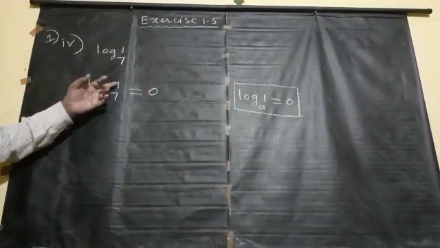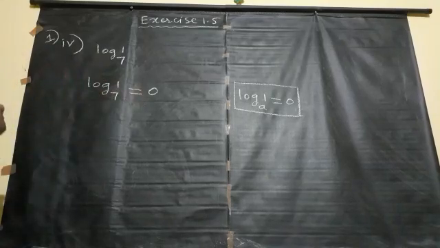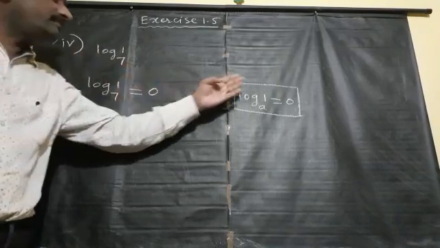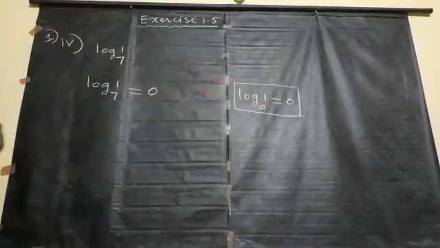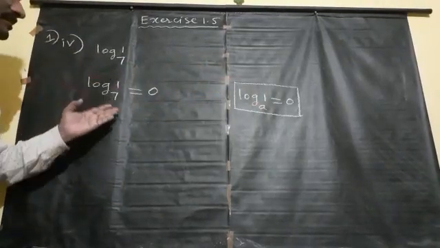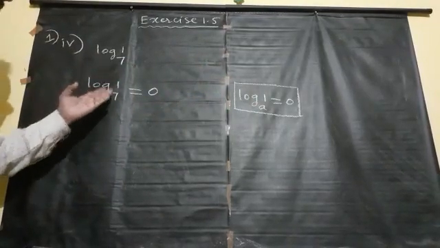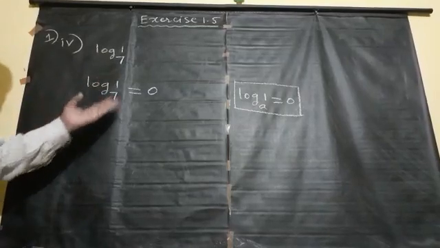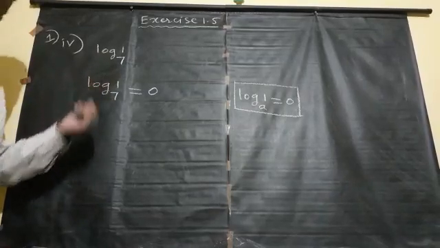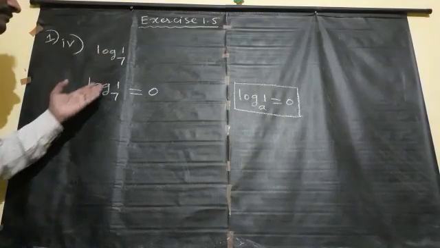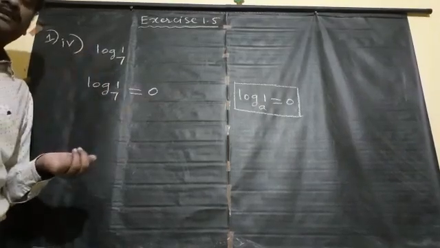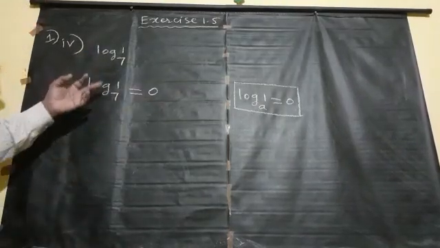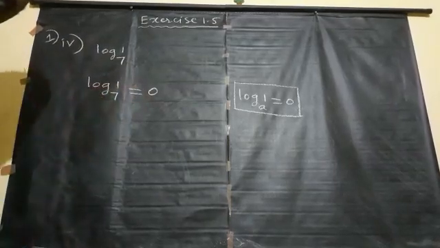The value of log 1 to any base is equal to 0. That means log 1 base a is equal to 0, log 1 base b is equal to 0, log 1 base 7 is equal to 0, log 1 base 9 is equal to 0, log 1 base 10 is equal to 0, log 1 base 15 is equal to 0. The value of log 1 to any base is equal to 0. Therefore, log 1 base 7 is equal to 0.